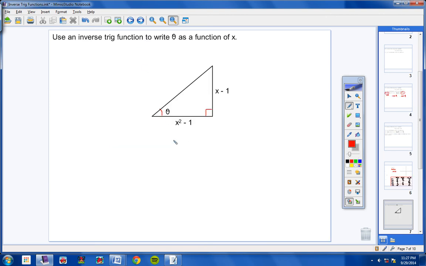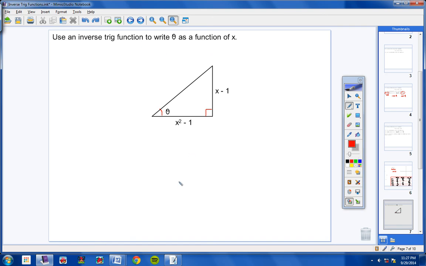Now we're going to get into some really, really challenging, interesting stuff. So please, please pay attention, okay? Use an inverse trig function. Copy this down, please. Copy this sentence in your notes and copy this triangle in your notes, if you would, please. Use an inverse trig function to write theta as a function of x.